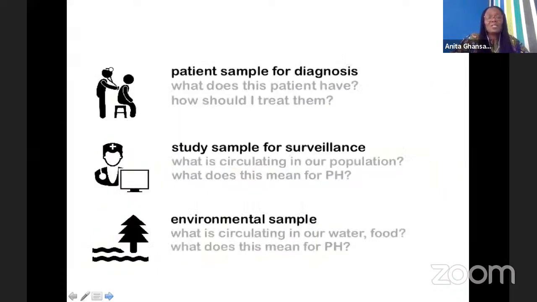So what are some of the questions that we ask in public health? We take samples from patients for diagnosis. We want to know what the patient has and how the patient can be treated. We study samples for surveillance: what is circulating in the population and what does it mean for public health? And then we also take environmental samples to know what is circulating in our water bodies, the water that we drink, food, and what this means for public health.